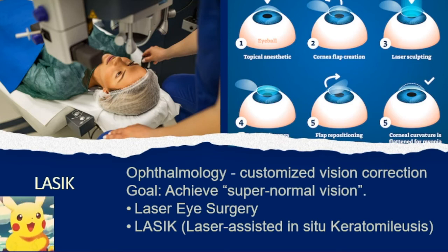What happens here? This is just a short diagram or illustration. There will be an application of a topical anesthetic, and then the corneal flap will be created. The laser will be used to sculpt or shape the lens. Once it is already shaped, the flap will be repositioned, and the corneal curvature is flattened in the case of myopia. Just for you to have an overview, notice how small the instruments are and how delicate the movements of the doctors would be to address this structure.